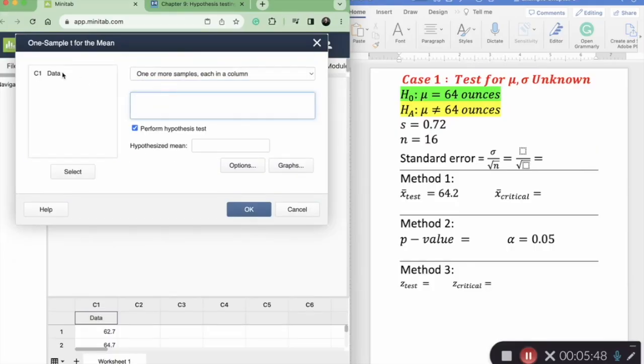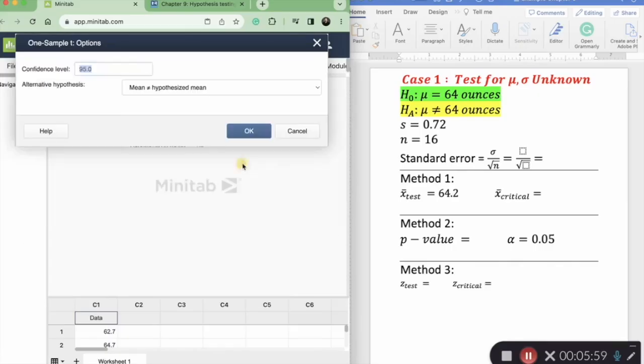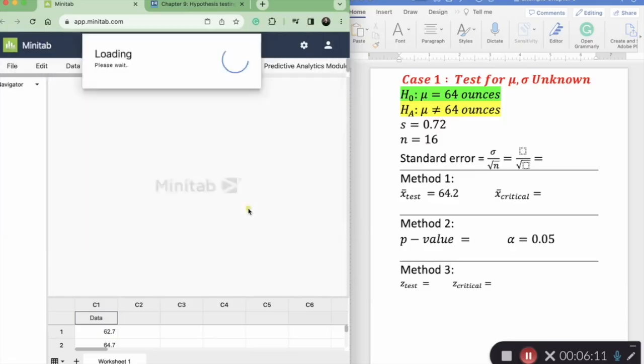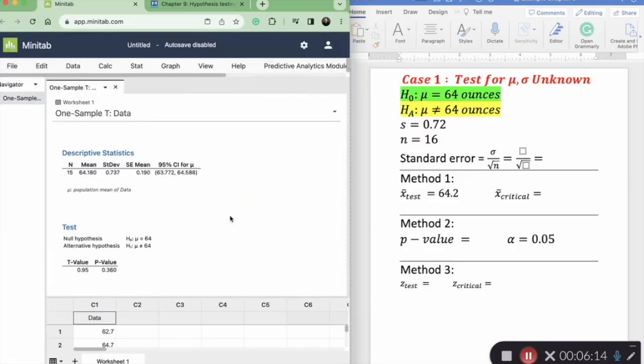So the data is here. The hypothesized mean is 64 ounces. Perform hypothesis testing, yes; make sure that this is checked. Confidence level is 1 minus the significance level, 1 minus alpha, which is 95%. The alternative hypothesis is that the mean is not equal to the hypothesized mean. Right?